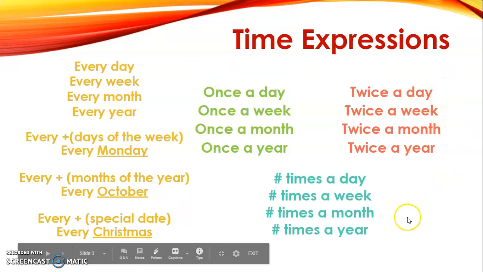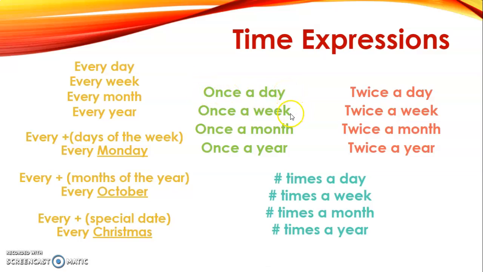Here I have other time expressions. Once a day, una vez al día. Once a week, una vez a la semana. Once a month, una vez al mes. Once a year, una vez al año. Twice a day, 2 veces al día. Twice a week, 2 veces a la semana. Twice a month, 2 veces al mes. Twice a year, 2 veces al año.